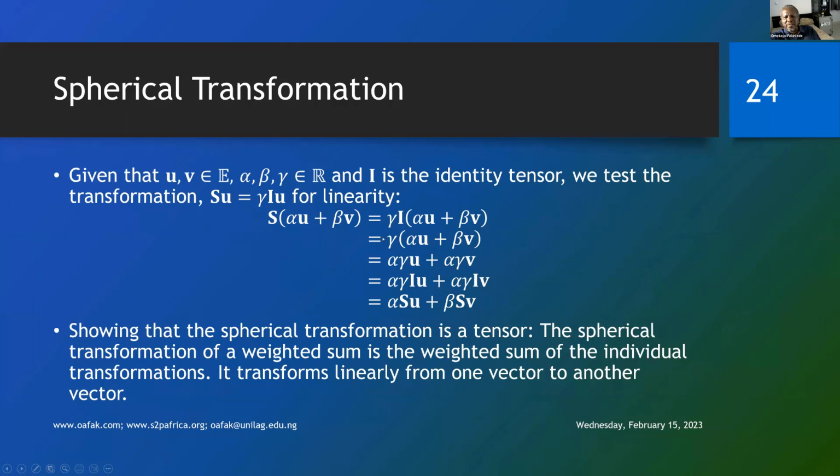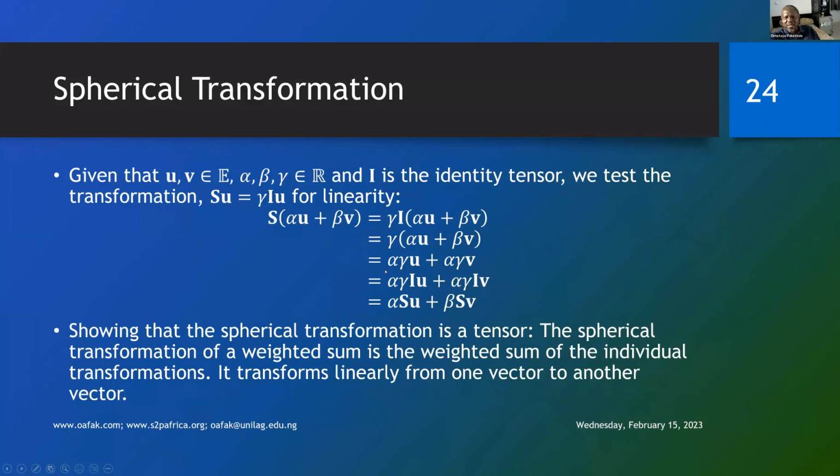For the second equality, what is the reason for this equality on the second line? The first line is equal because we're just substituting S for gamma I. What about the second line? Why is it true? Because the identity tensor changes nothing. So the identity tensor operating on alpha U plus beta V is the same thing as alpha U plus beta V. That is the reason for the second line.